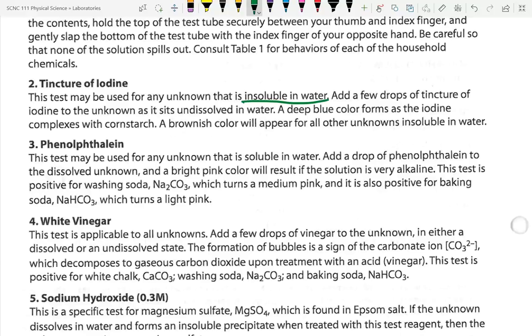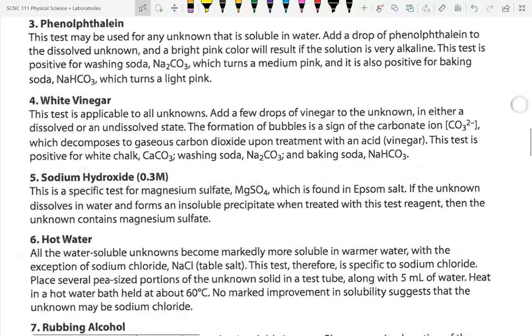Okay, so we've looked at the first 2 tests. The third one is the phenolphthalein test. This test may be used for any unknown that is soluble in water. So if it dissolves in water, then you could use this one immediately after you did the water solubility test. And so it's just like what I did for the iodine, except I'm going to put a drop of phenolphthalein in.